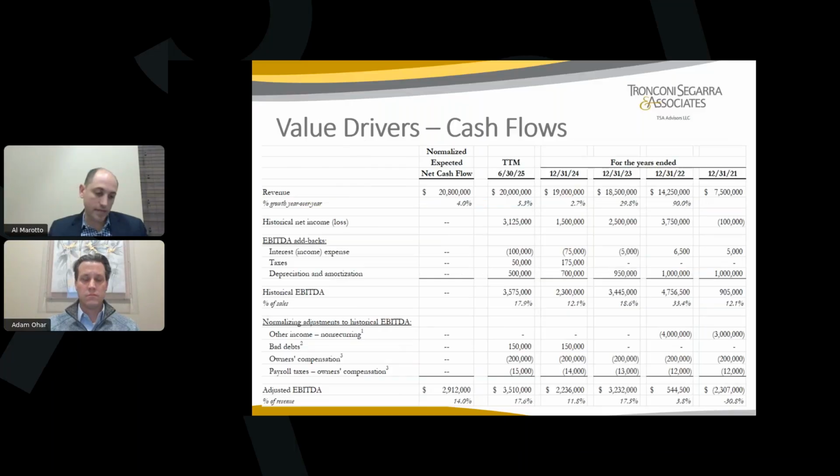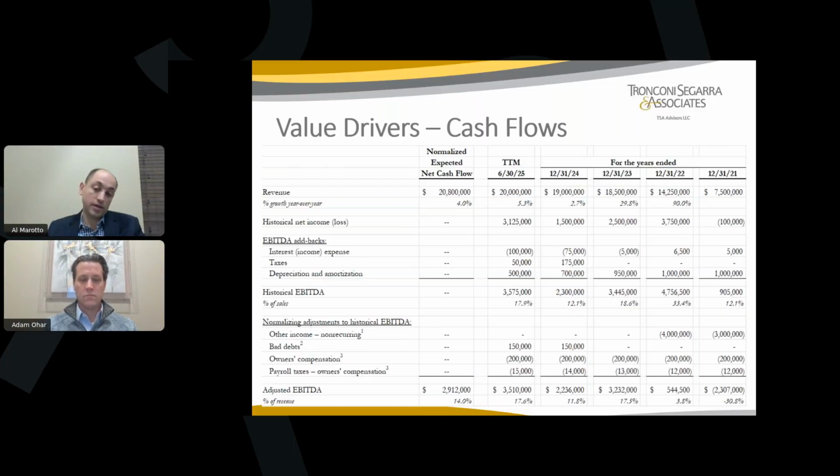So the next few slides are just a quick example of what Adam and I do when we do a business valuation as it relates to cash flows. The first half of that demonstrates the historical information of the business that we were valuing. I cut off the 5th year just because I couldn't fit it all on the slide. But you'll see we looked at 4 years and the trailing 12 months for 2025.